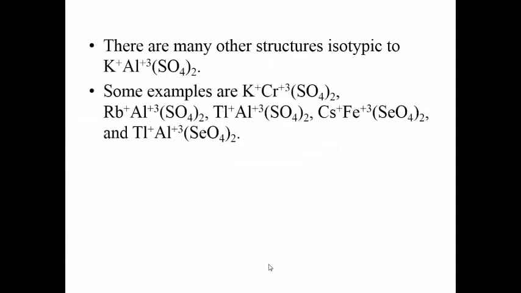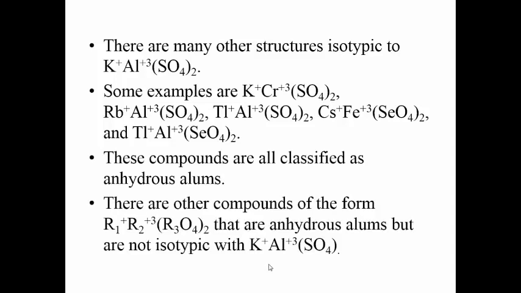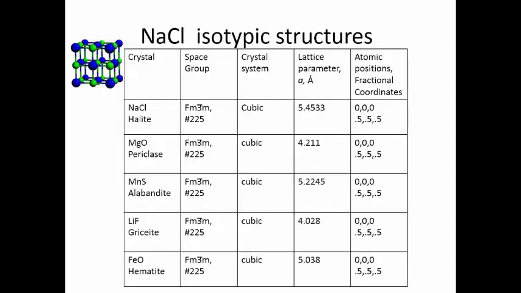Here are examples in that isotypic series, and they're all classified as anhydrous alums. There are other compounds of the same form which are not in that form, so you have to be very careful when you're making assignments.